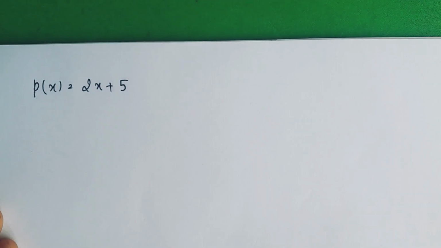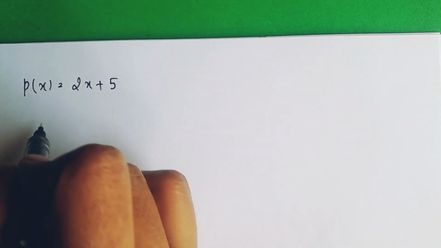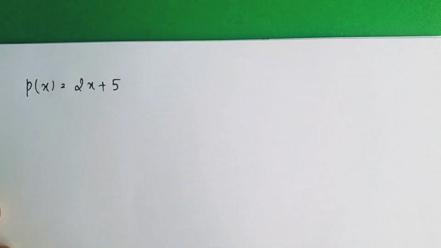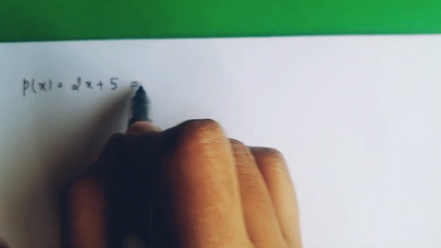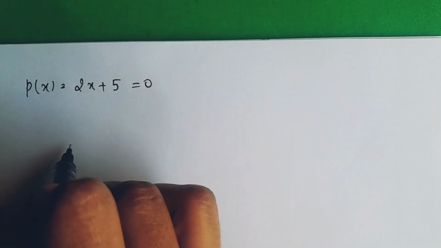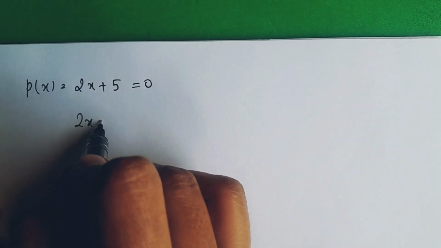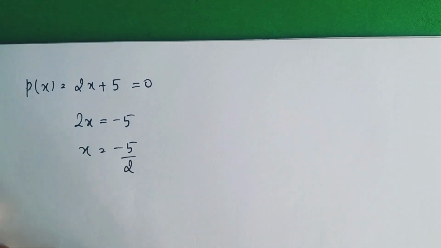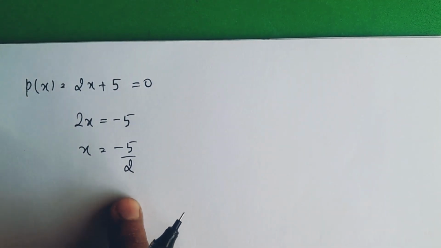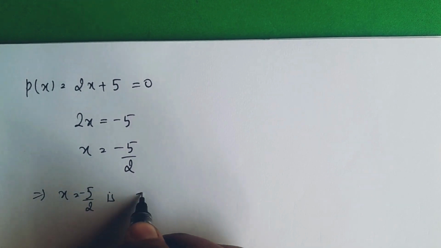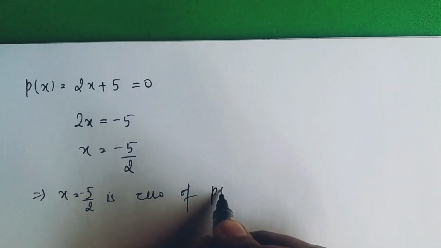If we want to find its zeros, what we will do is put this equal to 0. Then 2x plus 5 is equal to 0. So now 2x will be equal to -5, so x will be -5 by 2. That means x equal to -5 by 2 is the zero of polynomial p(x).